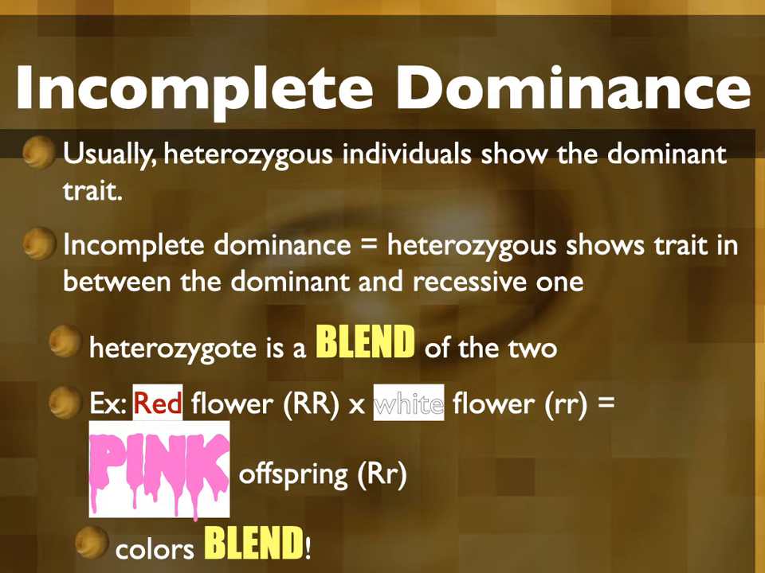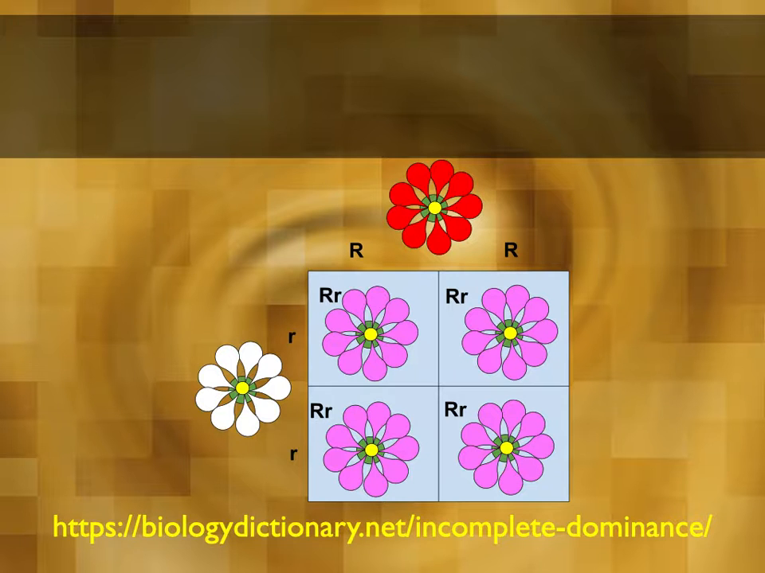Flowers are the great example of this. If you have a red flower and a white flower and you get pink offspring, the colors have blended. Here's your picture. Red flower, white flower, and you get all pinks.